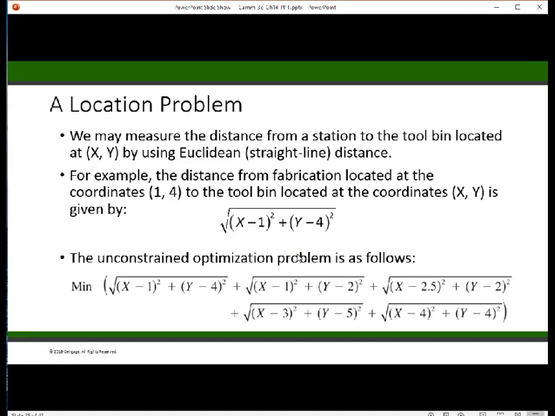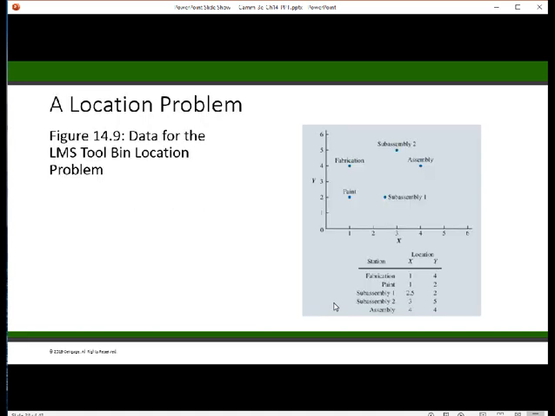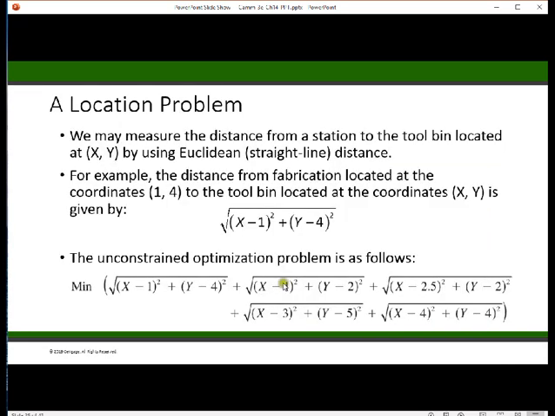So for the distance from the xy to each one of the workstations, we're going to take x and y and subtract the xy coordinates of each workstation in turn from them, take the square root of those and add them up. And we get those xy values here. Fabrication is at x1, y4. And then we have 1 and 4 in here.